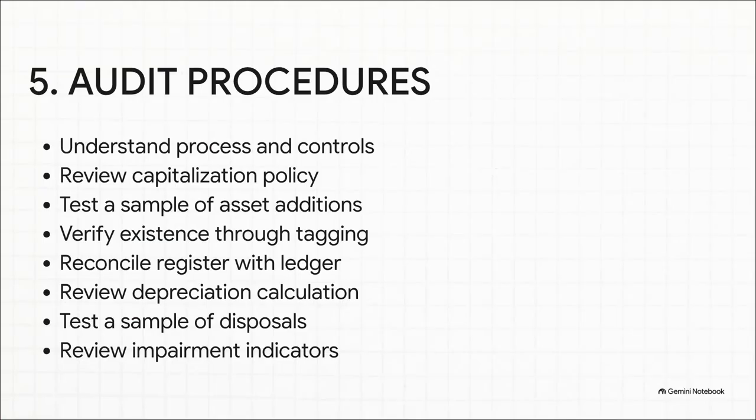So how do auditors actually test this stuff? Well, first, they need to deeply understand the overarching process and review the capitalization policy. Then they'll test additions by checking for authorization and matching documents, like literally comparing an invoice to the asset register. They'll verify existence and tagging, reconcile the register with the general ledger, review the depreciation math for accuracy, and test samples of both disposals and impairment to make sure everything is strictly by the book.